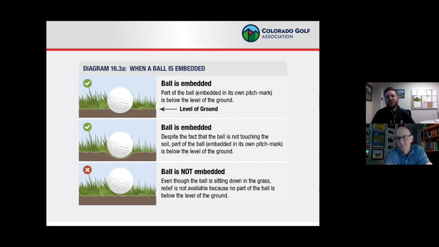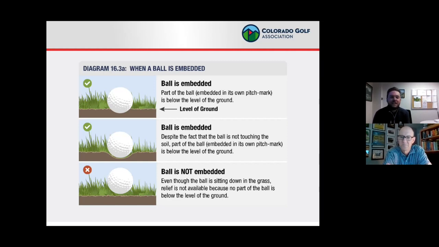Well, the procedure was correct. The way he did it, you don't have to call a rules official over. Maybe the sequence of events could have been better, sure, but the player's not required, and this is a new change to the rules in 2019, to announce or bring anybody over. The player needs to mark it, lift it, look at it, say, this is my ball. Yes, it's embedded, I can see that. And then they can take relief or not take relief.